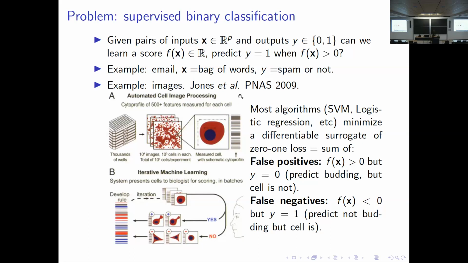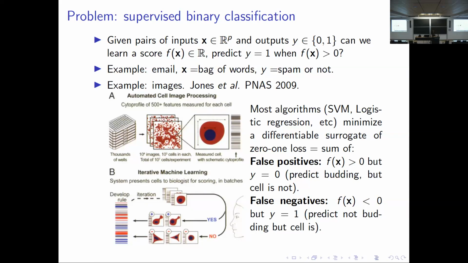Here's an image from Jones et al. in PNAS 2009, where they explain how they use supervised binary classification for cell image classification. They compute a bunch of features for each cell in a bunch of images, and then they show the images to trained biologists who label them as either yes, this is the phenotype I'm looking for with this budding cell coming off, or no, this is not the phenotype I'm looking for. Using those labels, we're going to be able to train algorithms.